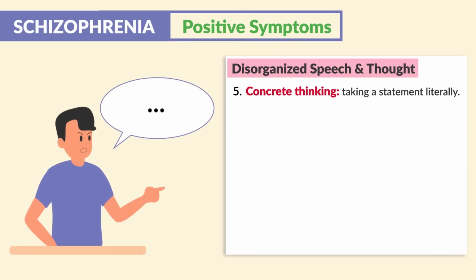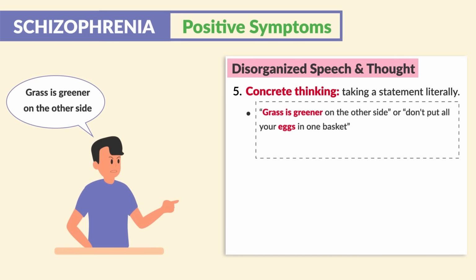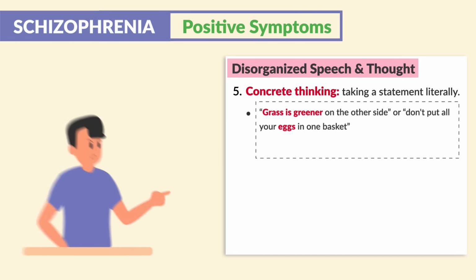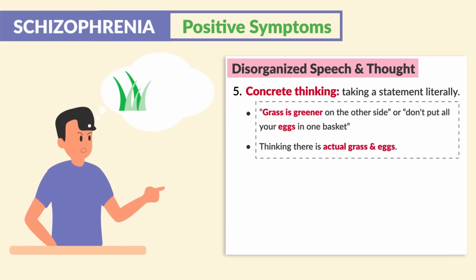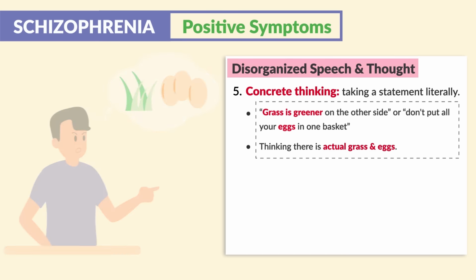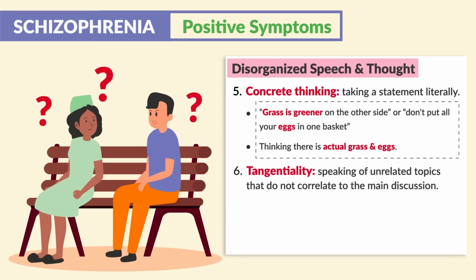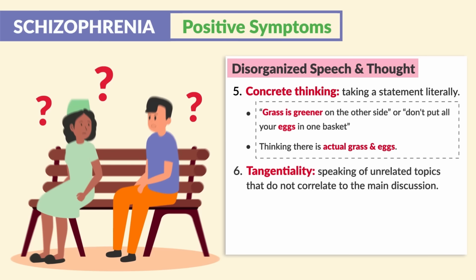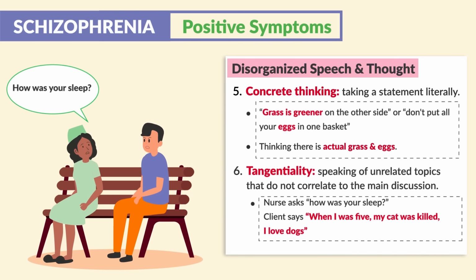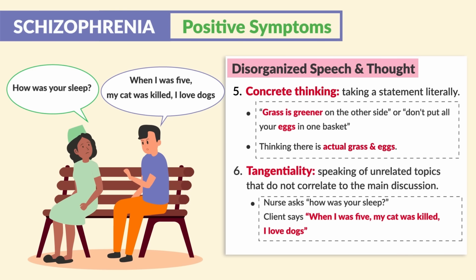Now, number 5 is concrete thinking, taking a statement literally. So for example, "the grass is greener on the other side," or you might have even heard the saying, "don't put all your eggs in one basket." Well, the clients think that there's actual grass or that there's actual eggs. And number 6 is tangentiality, speaking of unrelated topics that do not correlate to the main discussion. So the nurse asks, "How do you sleep?" And the client says, "When I was 5, my cat was killed. I love dogs." You see, these are unrelated topics.